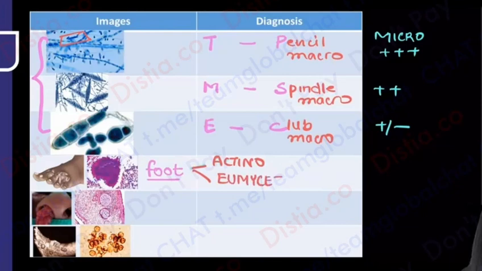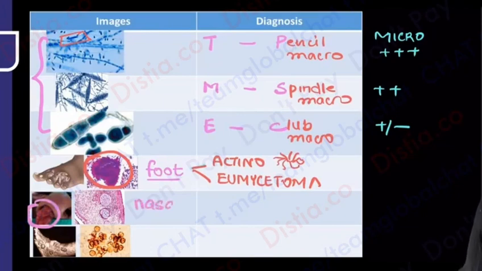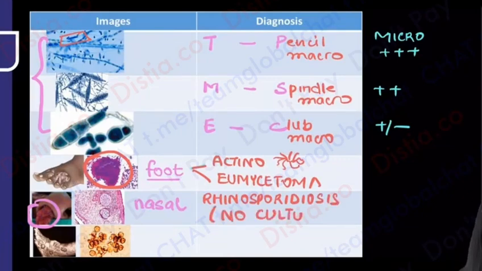But what is the picture given? If I ask you, what is the picture given over here? The sun ray appearance. The sun ray appearance was something that you saw for actinomyces, right? Next, coming to the classical nasal. As soon as I see nasal involvement, the rhino word comes to my mind. So this is a classical case of rhinosporidiosis. The most famous question, can it be cultivated? No, there is no culture possible for this.